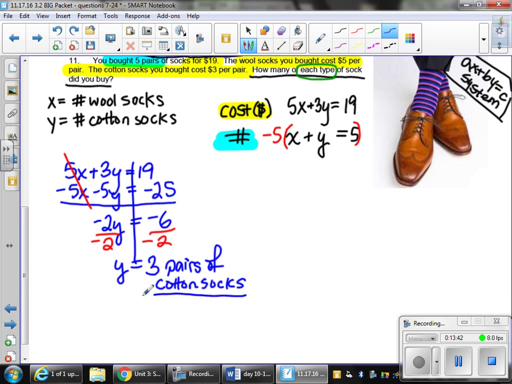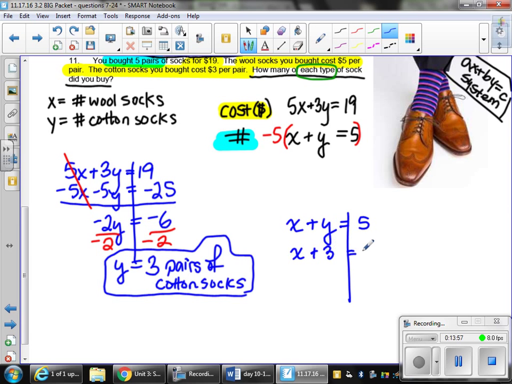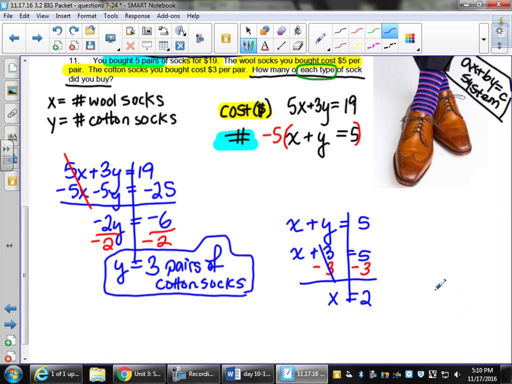How are we going to find the x value? We know y. To find x, we'll choose one of our original equations from the system. x plus y equals 5, nice and user-friendly. Plugging in 3 for y, this becomes x plus 3 equals 5. Nice and quick, subtract 3 from both sides, and we get x equals 2. And x is wool socks. So x equals 2 pairs of wool socks, and we're done.